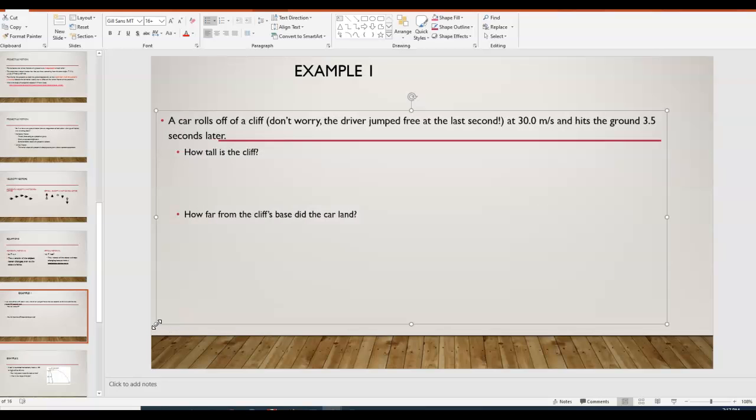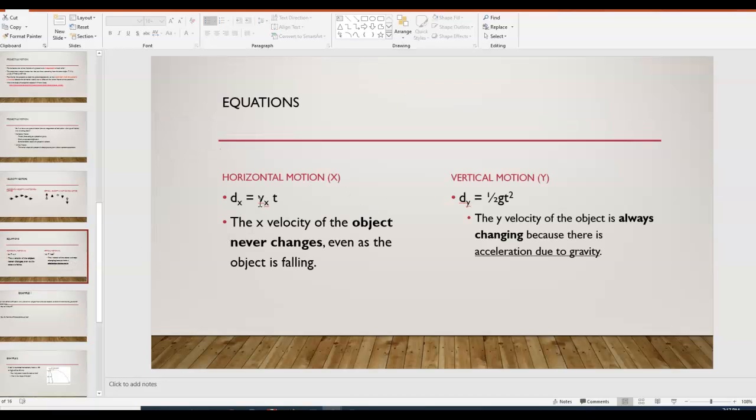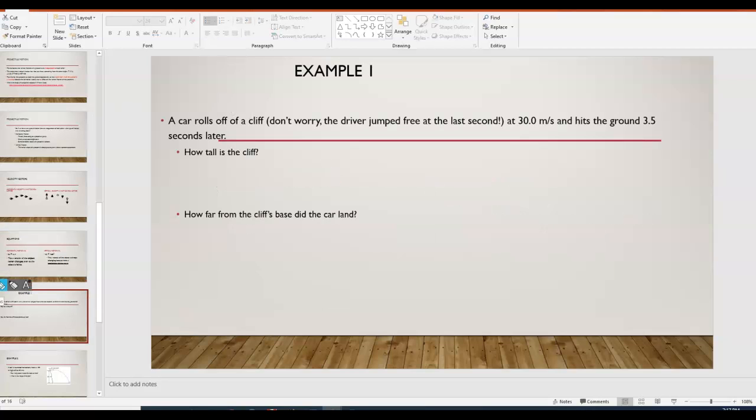The question says, a car rolls off a cliff at 30 meters per second and hits the ground 3.5 seconds later. Now, before we start writing things down, I do want to point out something. Between these two projectile motion equations, there is only one velocity in either of these equations, and that is Vx. That is the horizontal velocity of the projectile. So just keep that in mind.